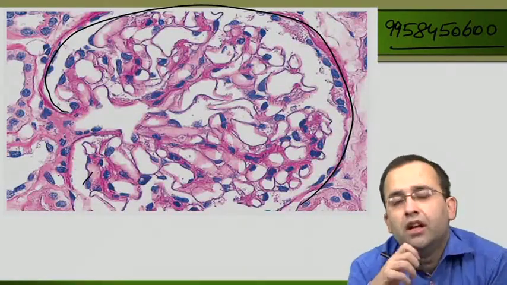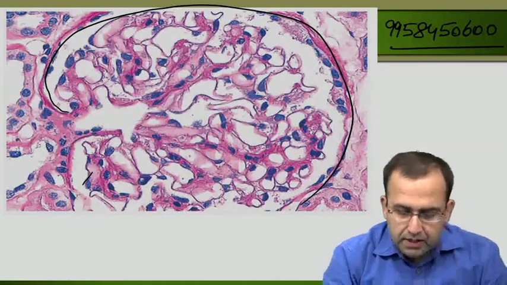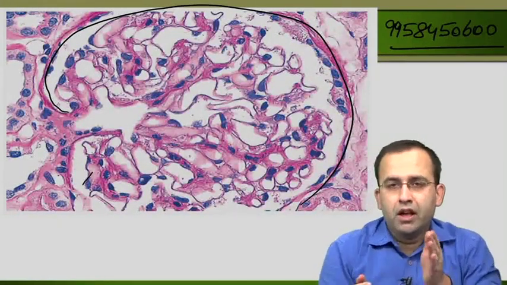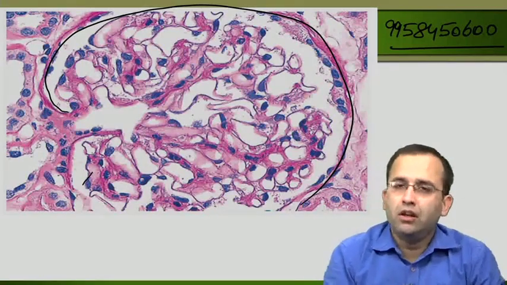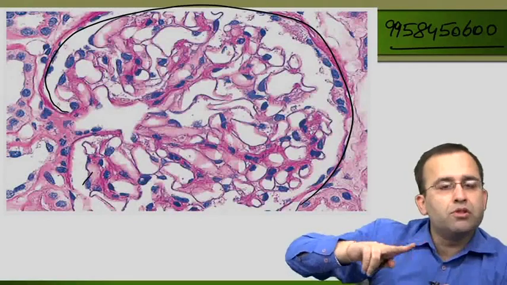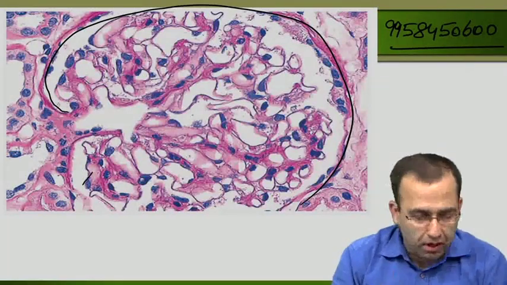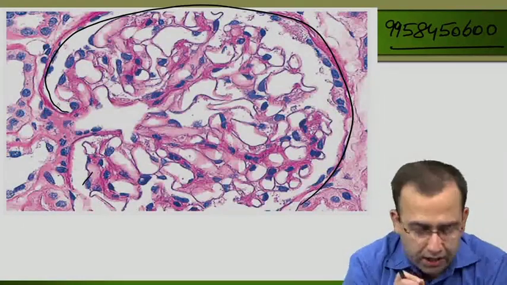Next, MCD. No, not at all. What is MCD? Minimal change disease. What is this technique? Light microscopy. Can I ever make a diagnosis of minimal change disease on light microscopy? No, I cannot. For MCD, I need electron microscopy. Light microscopy of MCD is unremarkable. So, irrespective of the image, I will never mark an answer as MCD.